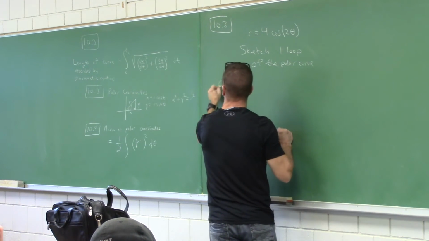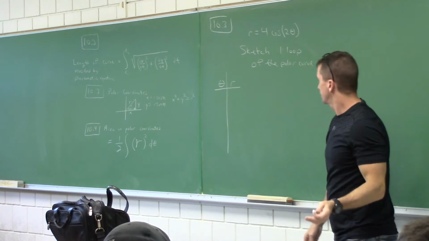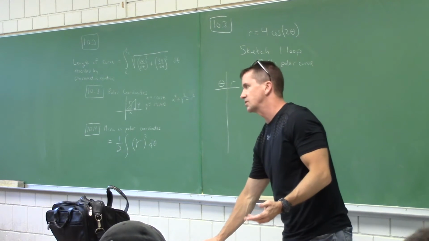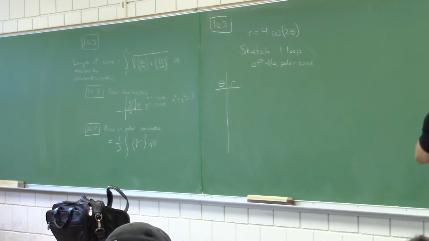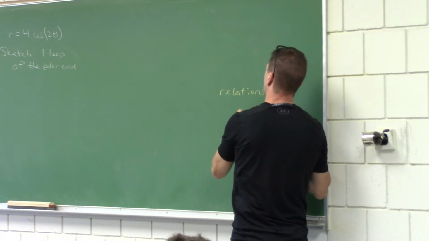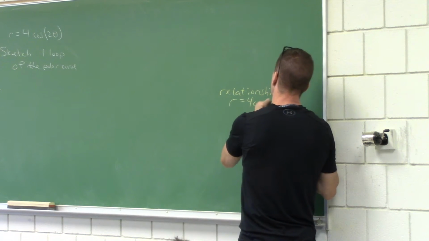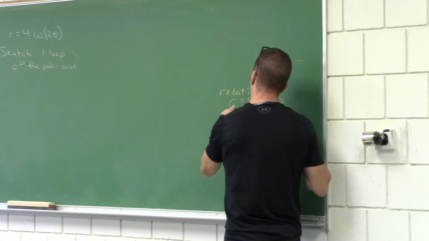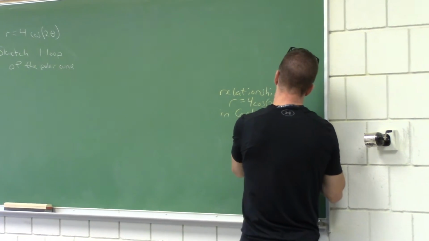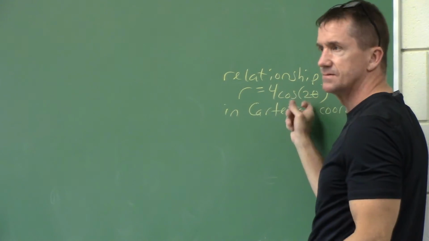So everyone, I will make a table and put some values down here. But before I do, can we look at the relationship of this graph in Cartesian coordinates? Now, what's the relationship between r and 4 cosine 2 theta in the Cartesian coordinates? What would it look like? That's basically saying if I made that a y, I make that an x. What would it look like?